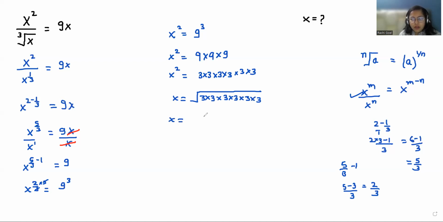And we can write this as 3 times 3 times 3, that is 27. So the value of x is plus minus 27.